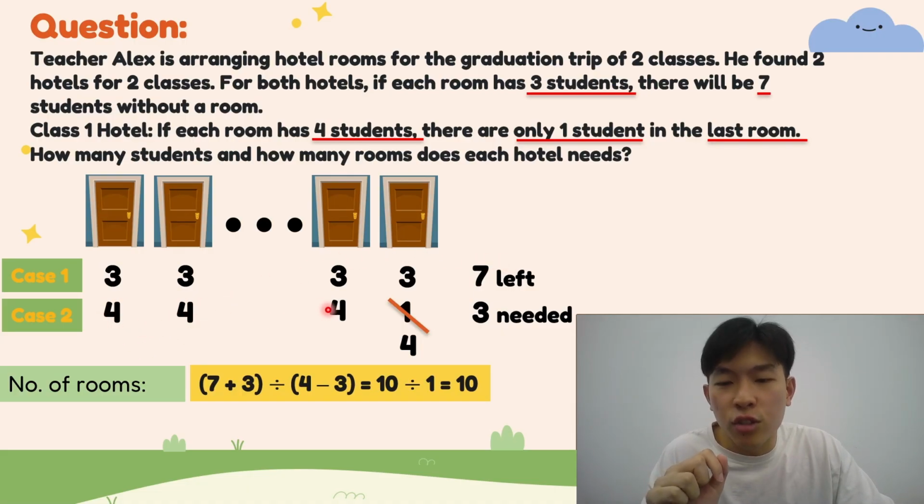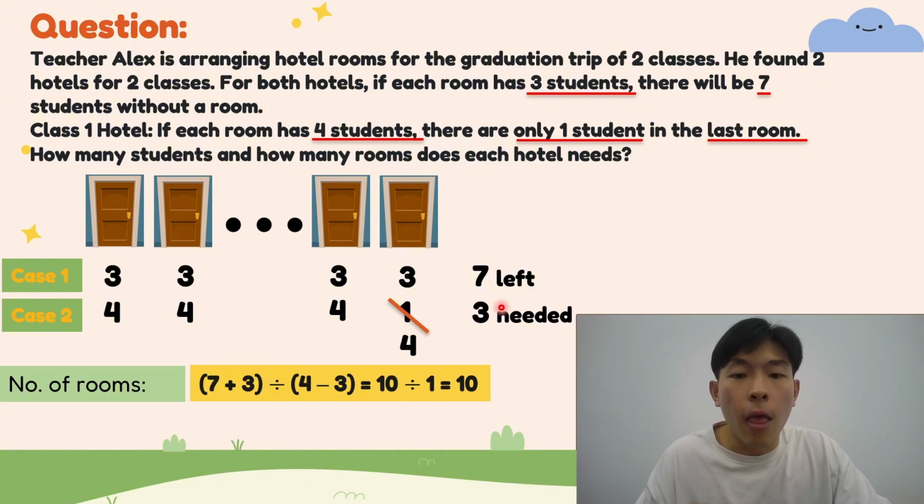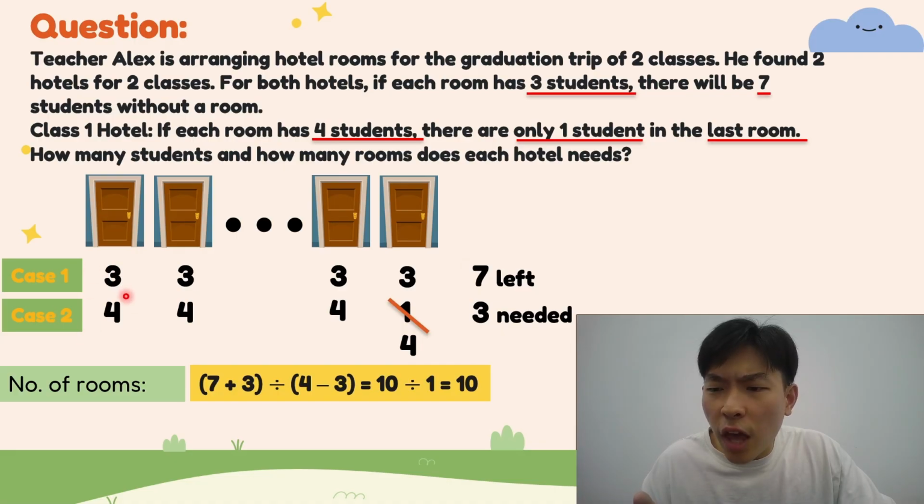Every room 4 students, okay? But at the last room, there's 1. So we change this into 4. So we need 3 people. So, all the rooms, how many extra students does each room get? 1 extra. So each room gets 1 extra.